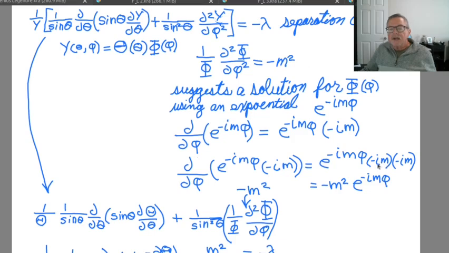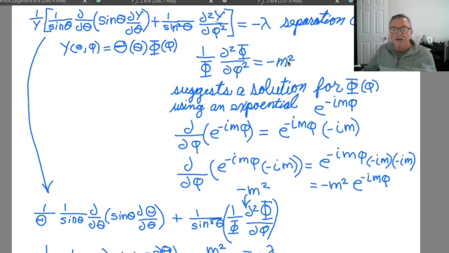So what's i times i? It's negative 1. Negative times negative is positive, so that gives us a negative 1 and m squared. So that's the solution. If phi is e to the i m phi, and we take 1 over phi, that thing drops out and leaves us with m squared. Gulp. Did you follow all that?